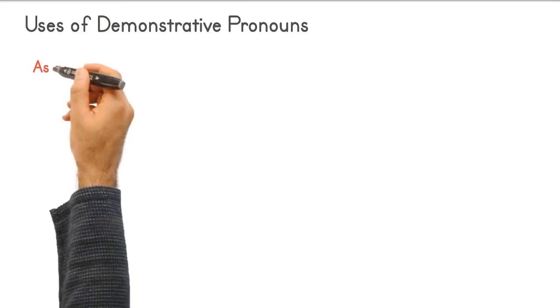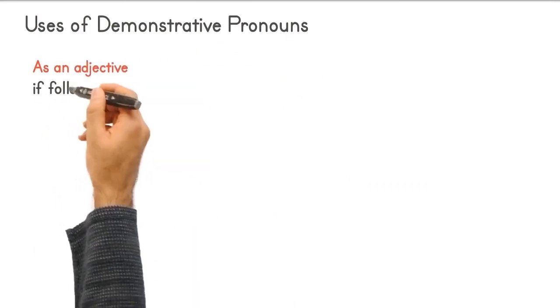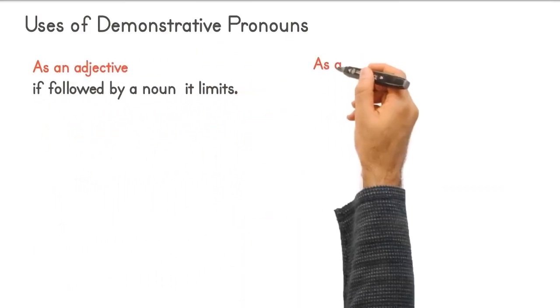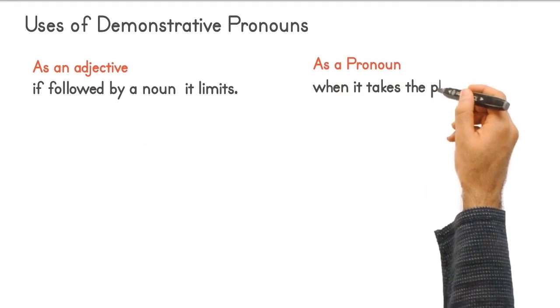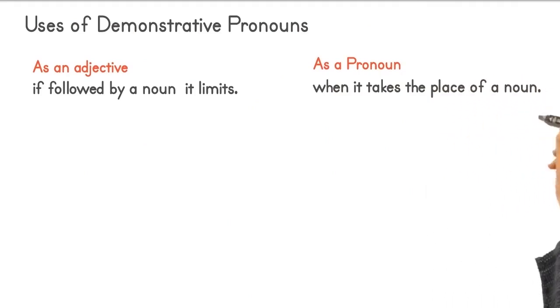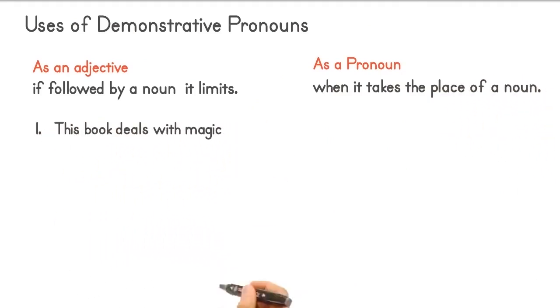Uses of demonstrative pronouns. It is an adjective if it is followed by a noun that it limits. It is a pronoun when it takes the place of a noun, or it points out something that it does not name. For example, this book deals with magic.